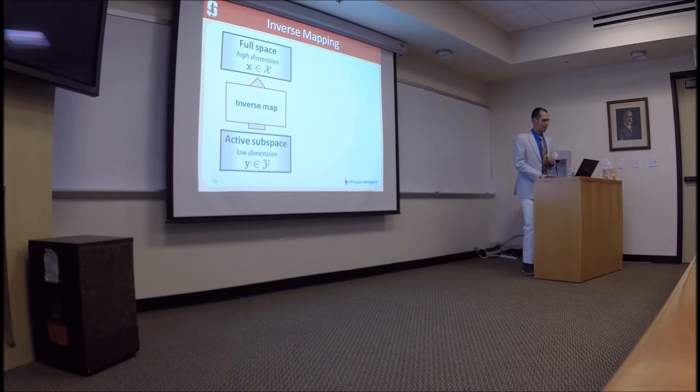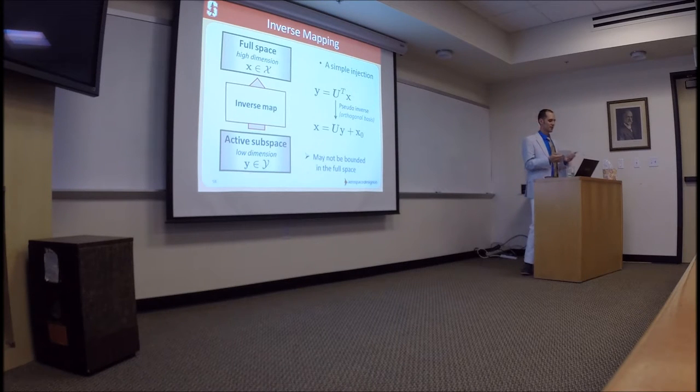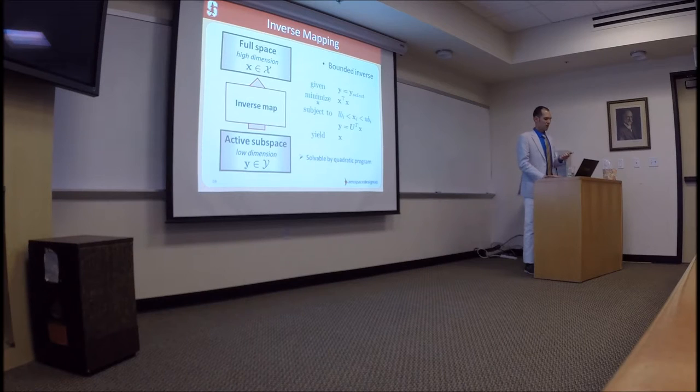A simple inverse map can take the pseudo-inverse of the basis matrix, anchoring the map on a central point x0, which, for example, could be a baseline design. The key drawback is that the full space point that comes out of this map may not be bounded in the full space. We typically design global design bounds on our problem for optimization, and we need to be able to respect these. So an improvement on this map is to write a small inner optimization problem that expresses this map with constraints.